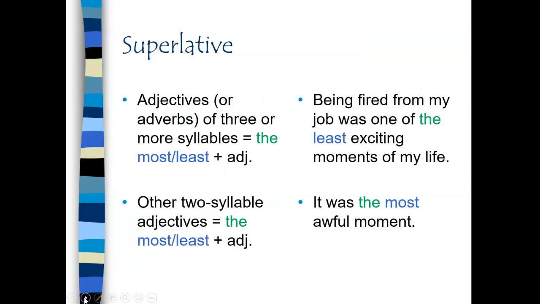For adjectives or adverbs of three or more syllables, I use "the most" or "the least" plus my adjective or adverb. Being fired from my job was one of the least exciting moments of my life. I cannot say exciting-est. It doesn't work. And for other two-syllable adjectives, I use the most or the least plus the adjective. It was the most awful moment. I cannot say it was the awfulest moment of my life.